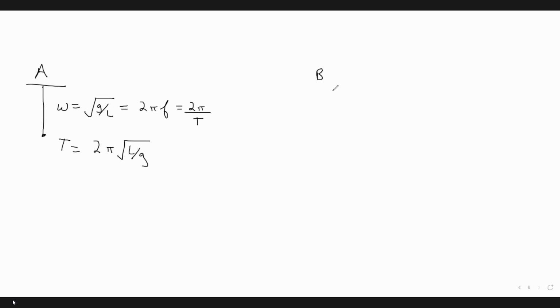Now for pendulum B, we have this situation. This length here is L over 2. And this length here is L over 2. So now we have to write down the equation for omega for a physical pendulum. So let's do that. It's a little bit complicated.